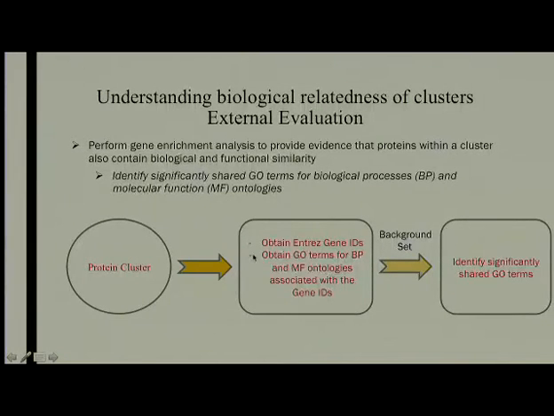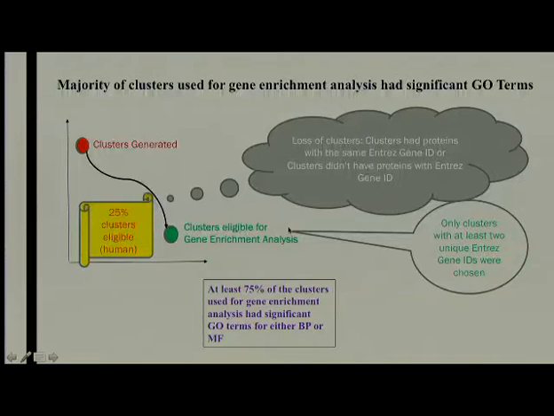for every protein cluster, we've obtained all the UniProt gene IDs for those proteins from the cluster. And from that, we were then able to obtain all the GO terms for both biological process ontologies and the molecular function ontologies. And using a background set, we were then able to identify significantly shared GO terms for those ontologies within that cluster. So what we found was that in a majority of clusters that were used for gene enrichment analysis, they had significant GO terms for both biological processes and molecular function ontologies.